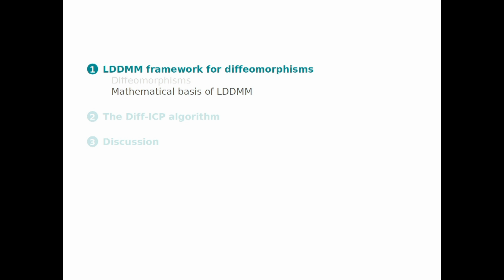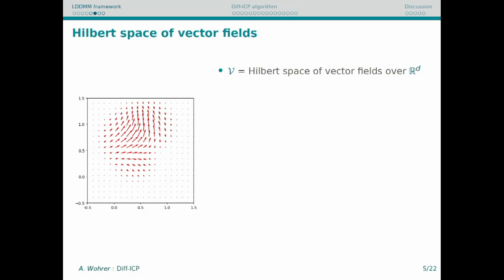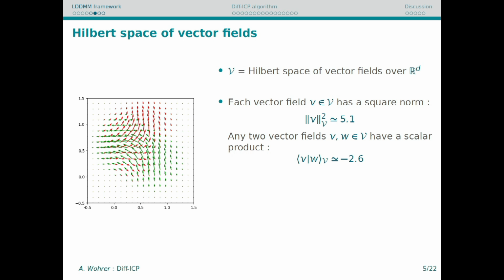So now the mathematical basis of the LDDMM framework for diffeomorphisms. The building block of this framework is that you must have some Hilbert space of vector fields. So in that example in R2, I have some Hilbert space that I call V. Here's one element of V, so it's a vector field. And whenever I have an element of V, I can define its squared norm. In that particular case, that was 5.1. And when I have two vector fields, so two elements in my Hilbert space, I can compute their scalar product. In that case, it was minus 2.6.